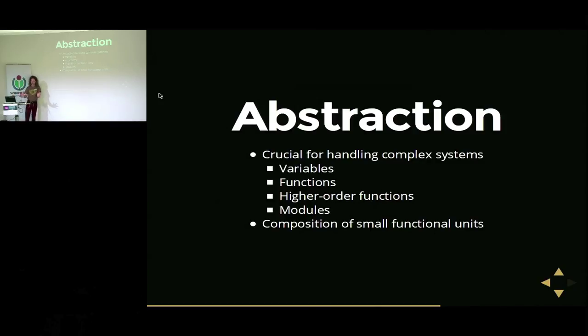So what is crucial for handling complex systems? I still think that operating systems are complex systems. We have abstraction in order to handle all that complexity, and abstraction comes to you at the very basics. First of all, you have variables already in your programming language, and variables help you to abstract over concrete values. Then you have functions which help you to abstract over function bodies. Then you have higher order functions which help you to abstract over functions.